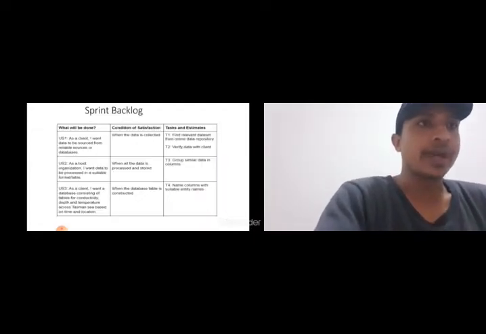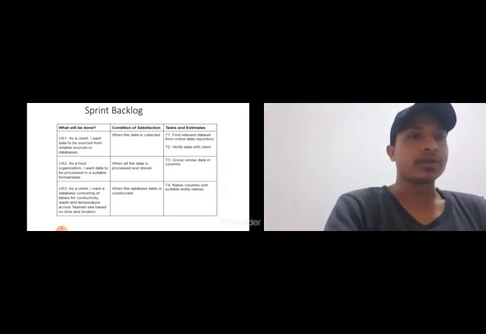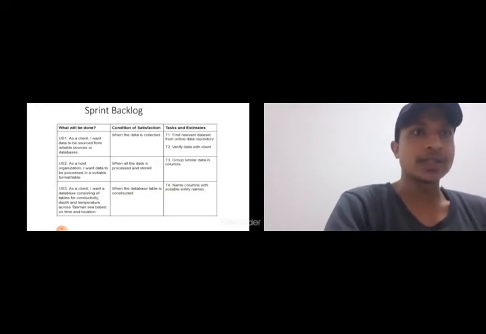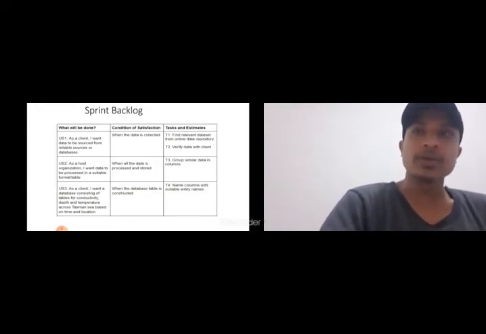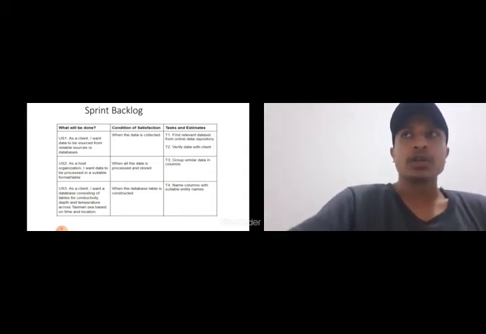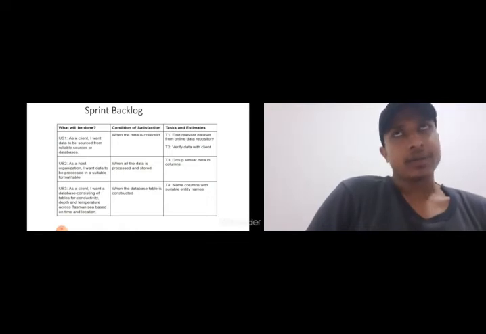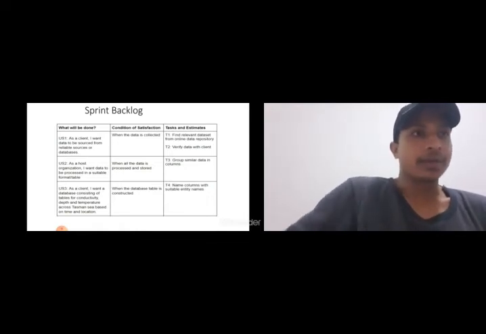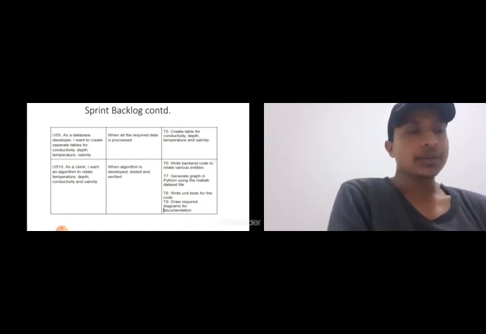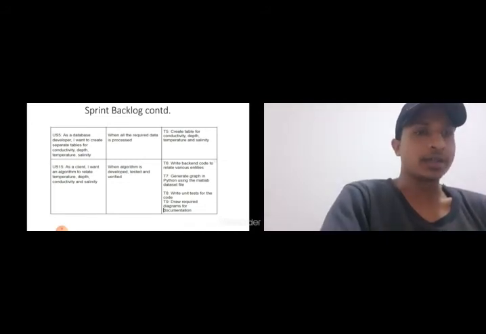And this one is the sprint backlog of Sprint 1, and we have included some of the user stories and what should be the conditions of satisfaction, what should be done from the user point of view. Then we have the tasks and estimates that should be done for those user stories. In Sprint 1 we have taken around 5 user stories, and then we have calculated their conditions and the tasks needed to be done.